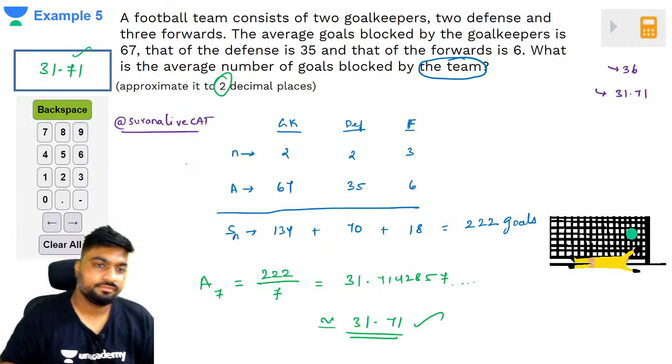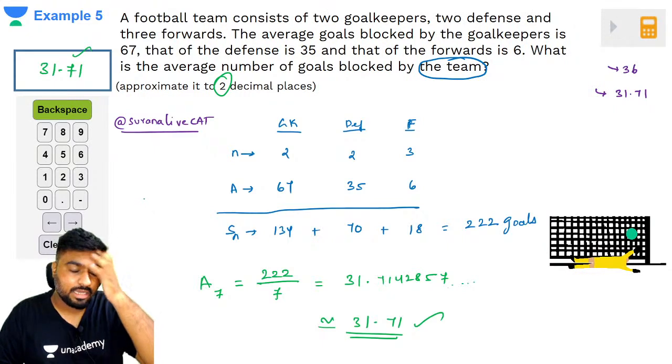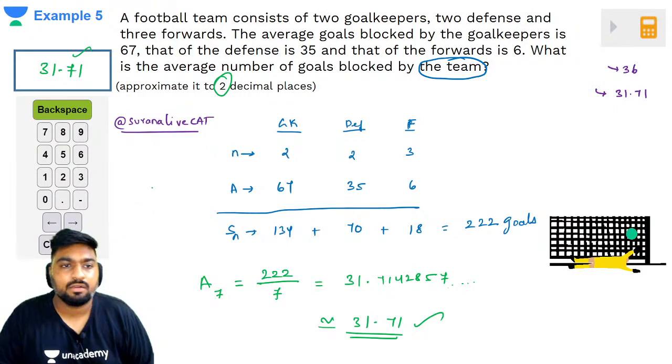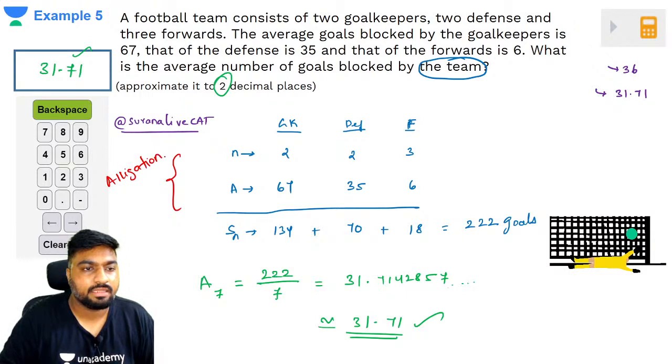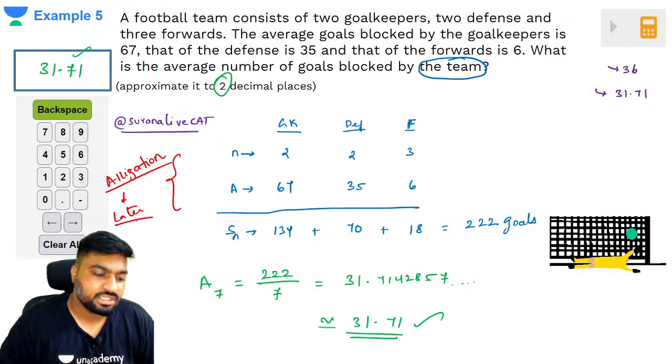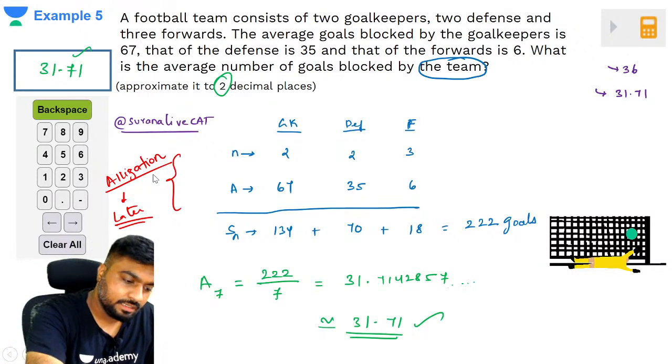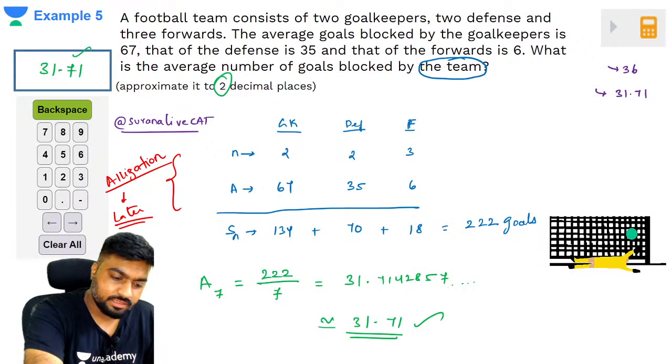Done? Now there is also another method of doing this question. You can also use a method called alligation. We will be talking about this later, when we deal with mixtures and alligations, that's when we will talk about alligation, okay? Done everyone? Chalo.